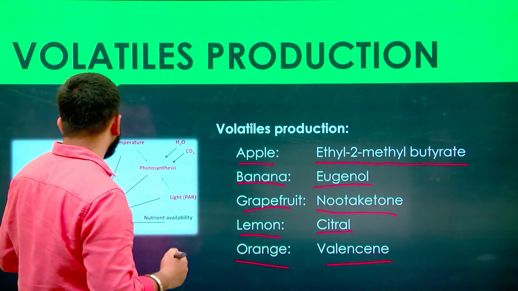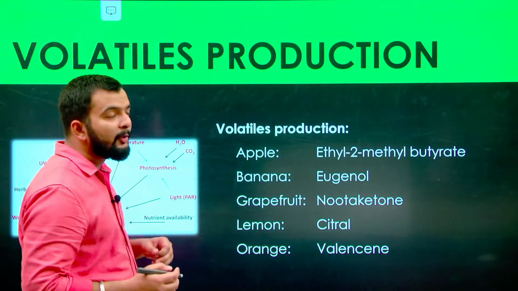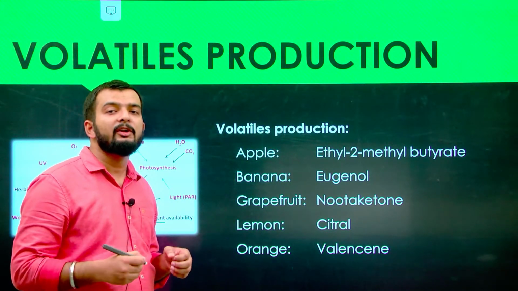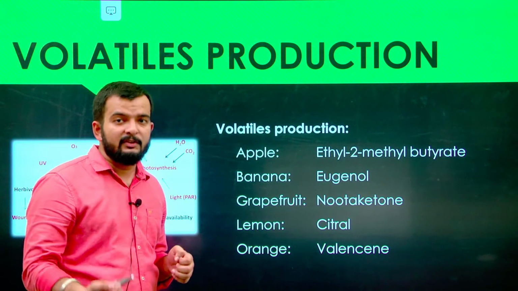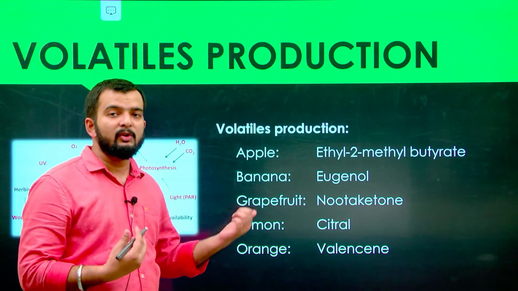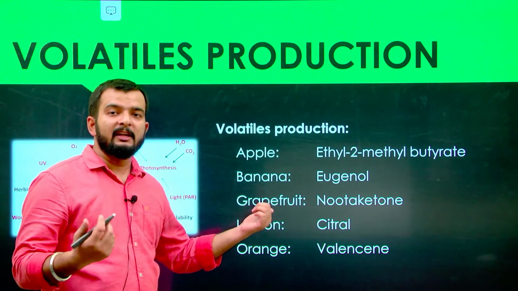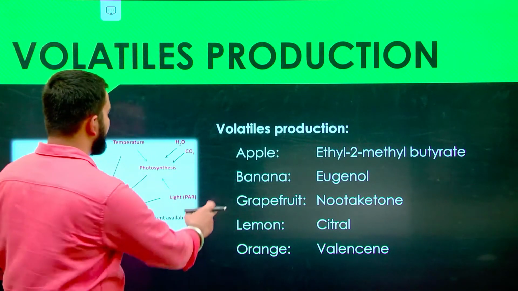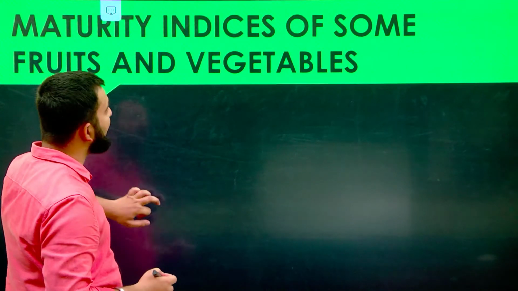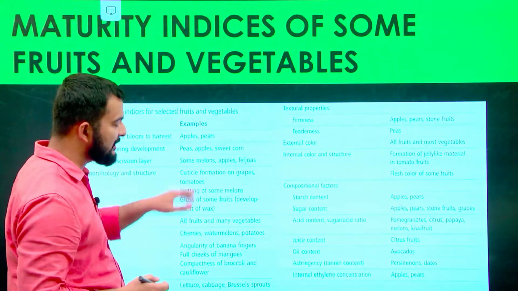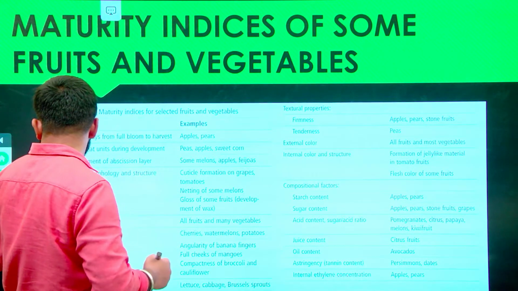the crops. Okay, so this is how volatile production can help identify maturity or give you an idea of the level of growth, matureness or ripeness in your fruit or vegetable, and can be utilized for determining the time of harvesting of the crop. Now next we have some maturity indices of some fruits and vegetables. These are just examples you can see here.